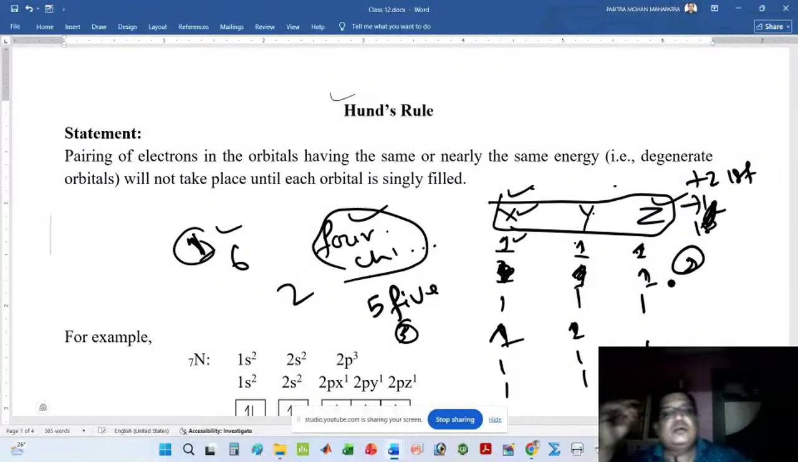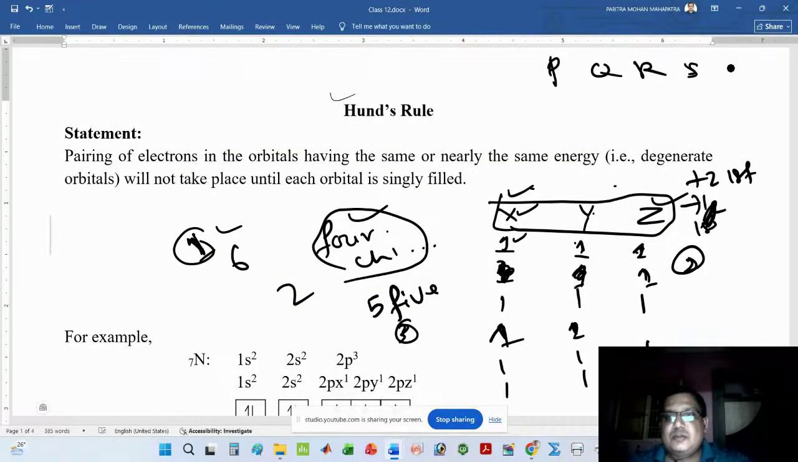Similarly, you can think about 5 students. Suppose the 5 students are P, Q, R, S, and T. I have one chocolate. Then how will I distribute it?